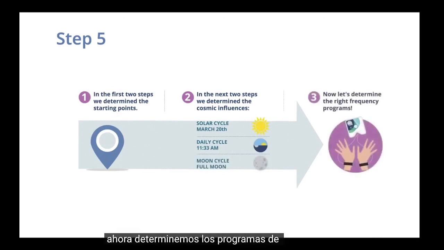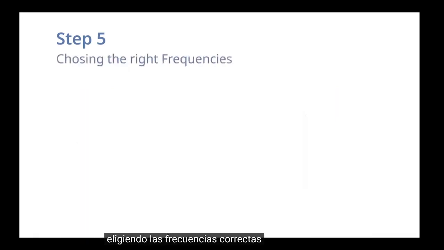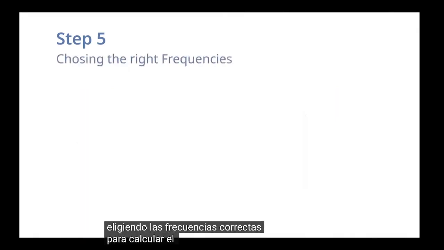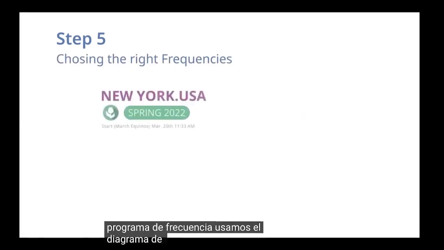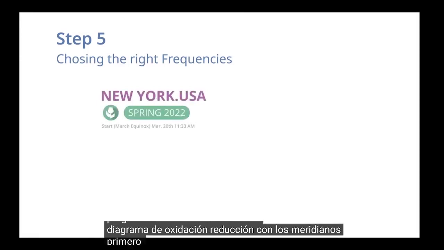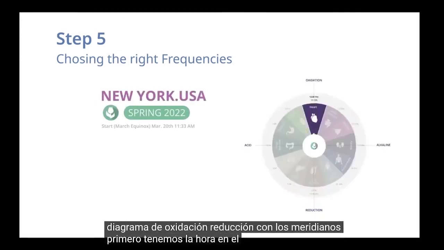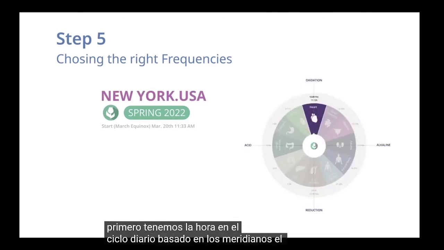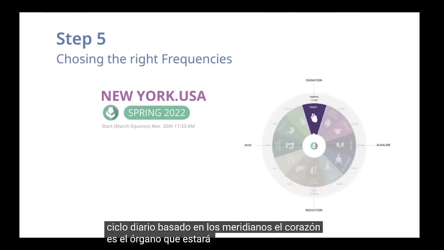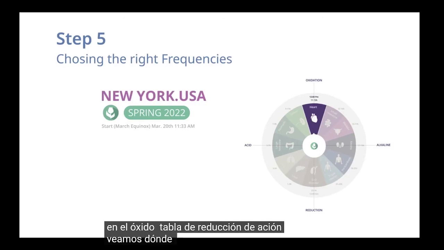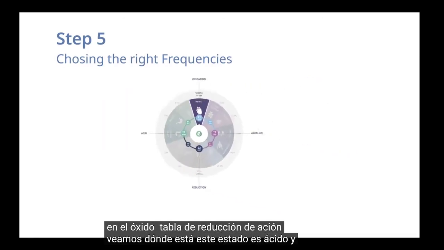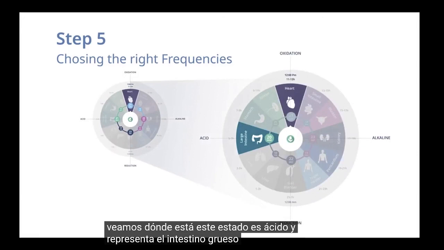Now let's determine the right frequency programs. Choosing the right frequencies. To calculate the correct frequency program, we use the oxidation reduction diagram with the meridians. First, we have the hour in the daily cycle. Based on the meridians, the heart is the organ that will be most active at 11:30 a.m. On the oxidation reduction chart, let's see where this date is. It is acid and represents the large intestine.